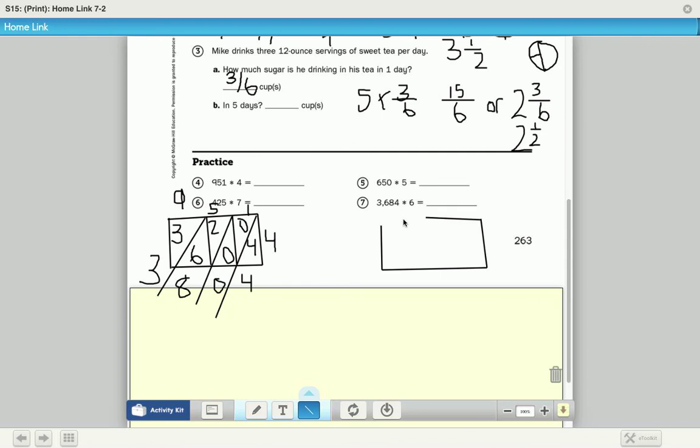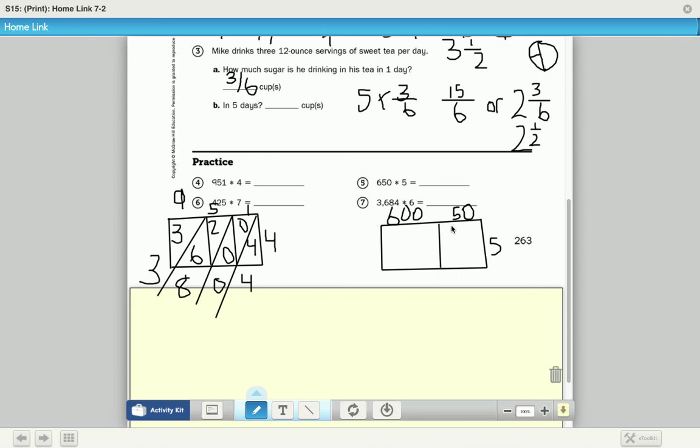For 650 times 5, I will do the box method for this one, since we haven't done the box either. So I'm going to do just 2 here. Okay, so I have 650. I don't have to do the 0 because I know anything times 0 is going to be 0, so it's not going to mean anything.